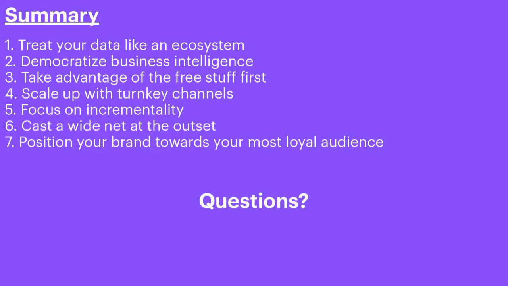So to wrap this all up, here are my 7 lessons. Treat your data like an ecosystem, democratize business intelligence. When you start marketing, take advantage of the free stuff first. Scale up with turnkey channels like Facebook and Google. Focus on incrementality. And then when you're thinking about segmenting your audience, start big, start really broad, cast a wide net. And then lastly, position your brand towards your most loyal audience once you figure out who that is.